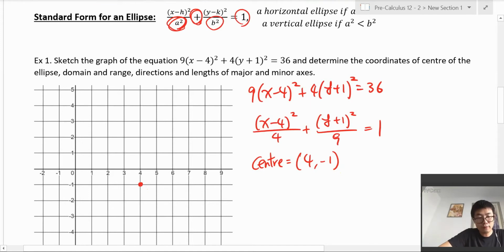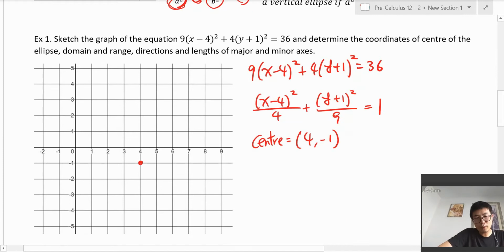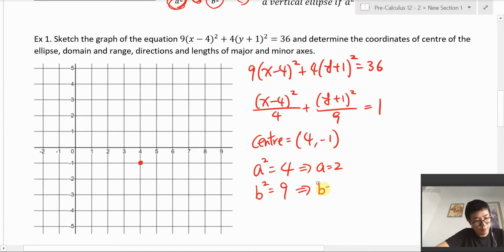Recall from last lesson for the circle, once we figure out the center, we can then look at the radius and go that many units to the right, left, up, and down. We're going to do something similar for the ellipse, except that we don't go the same units in every direction. The right and left will be the same because it's a horizontal stretch. Up and down will be the same as well, but horizontally and vertically will be different. How do we figure that out? That comes from a squared. A squared is 4, this means a is 2. B squared is 9, this means b is 3.